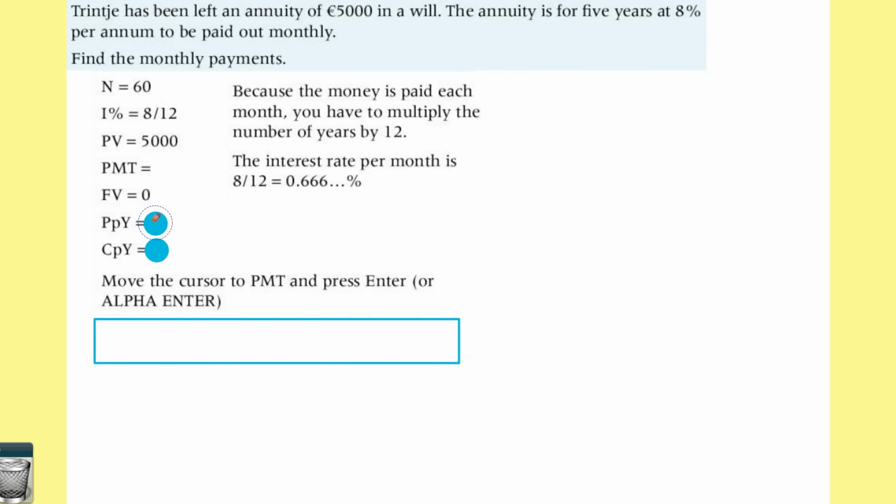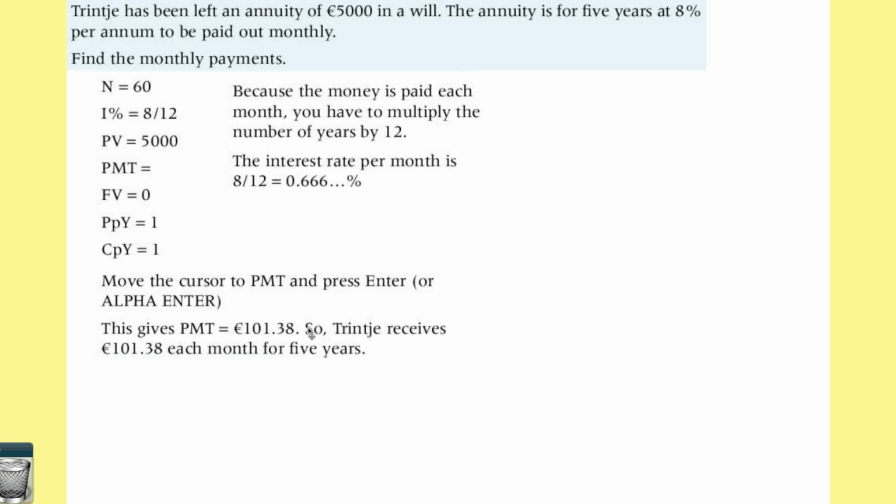And our PPY and CPY. Then we're going to move our cursor over the payment and hit alpha enter, and we should get 101.38. So that's how much they're going to get each month for the next 5 years, with an 8% yearly interest. All right, let's do another one.